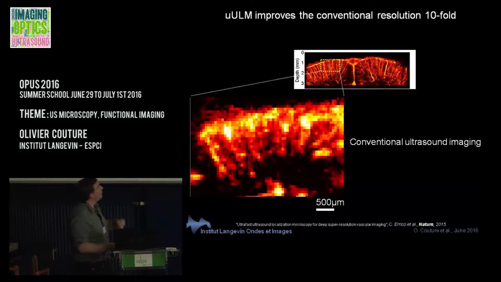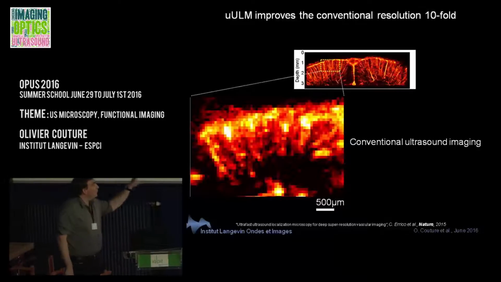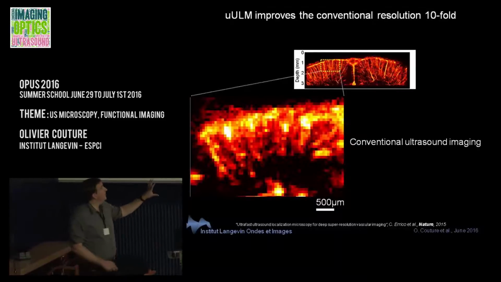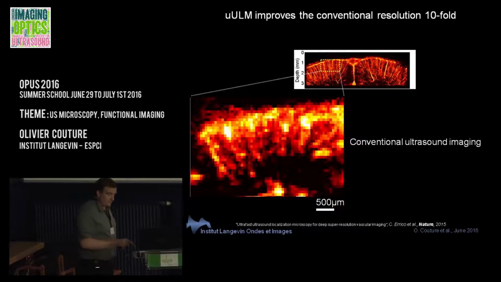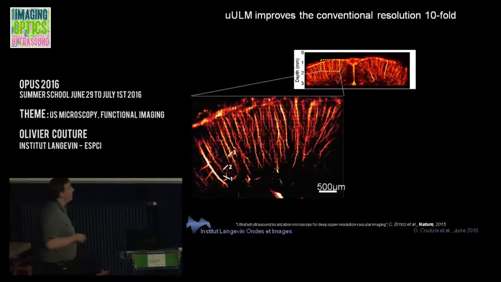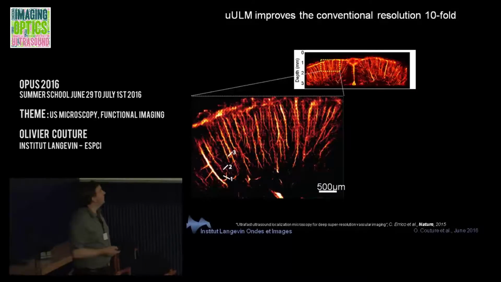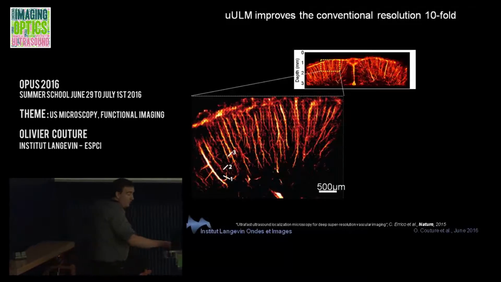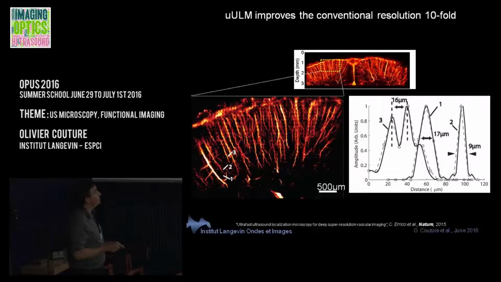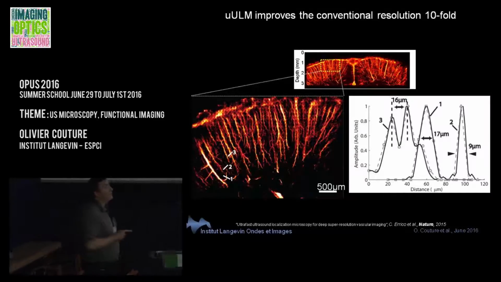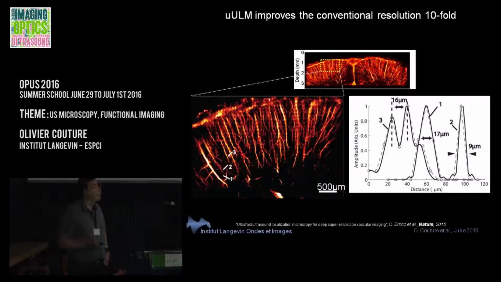If we take the cortex and do conventional Doppler imaging with the kind of resolution that we obtain, this is what we will see. But if we use the technique, ultrasound localization microscopy, then you actually see all the fine structure of the vessels. You can see, for example, two vessels that are closer to each other than 16 micron, knowing that the wavelength here is about 100 micron.